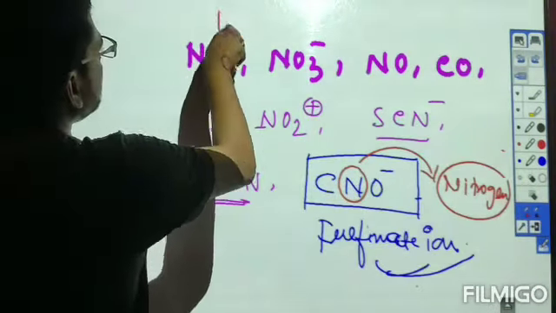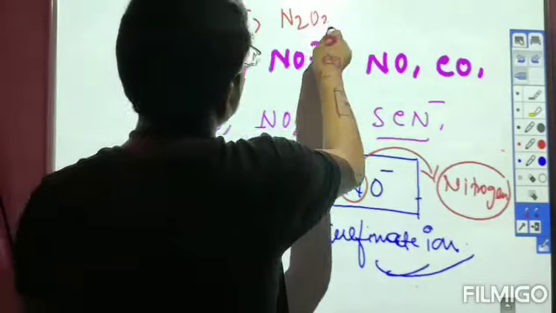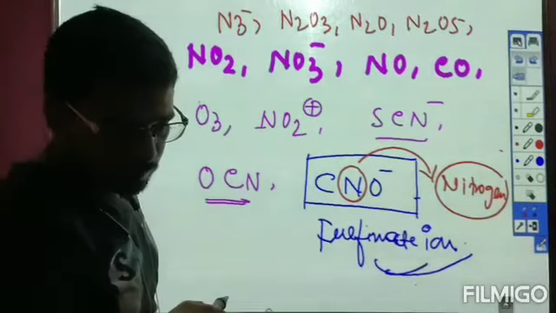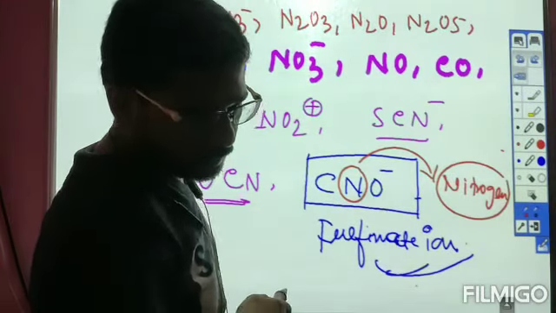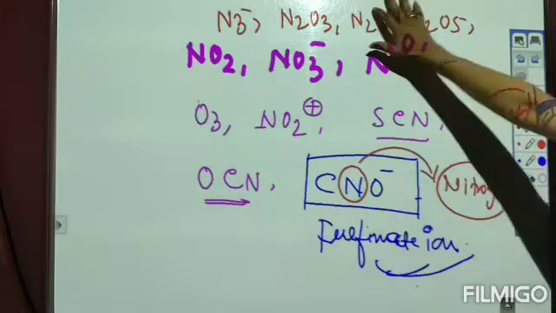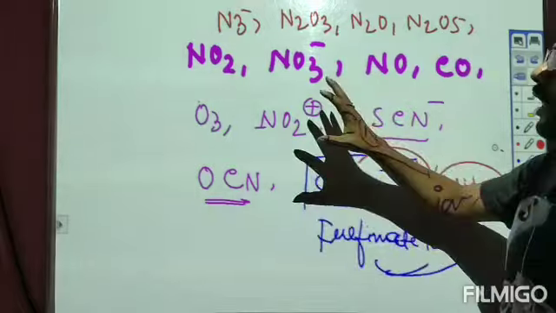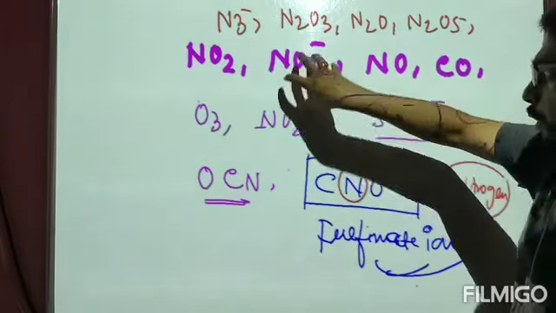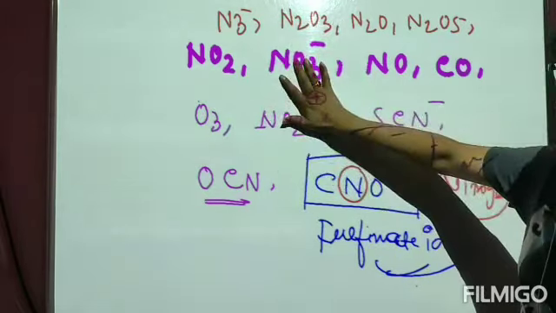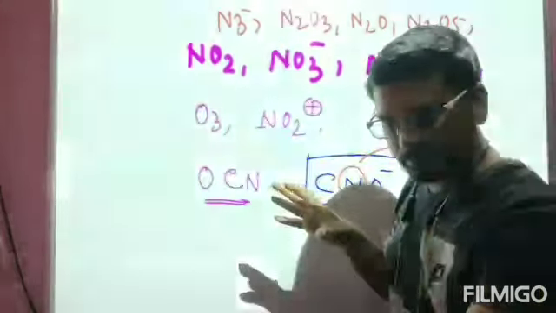Okay, azide, N3 minus, N2O3, N2O, N2O5. Next time, we will discuss the Lewis structure of these molecules by using a different formula. And you can solve this, or you can draw the Lewis structure of each of these molecules, and that formula will be different. So thank you so much.